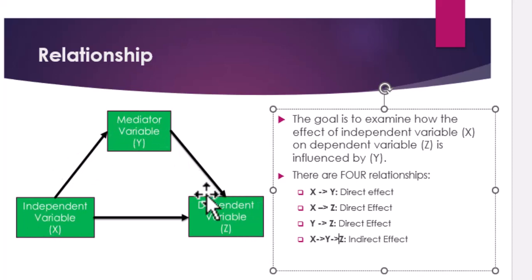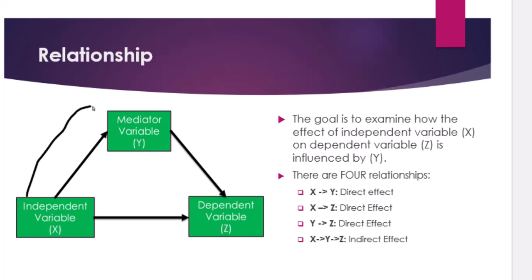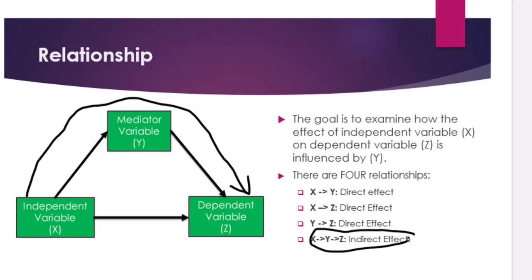So we can draw it like this. You see this path of moving like that. That path is what we are calling the indirect effect. So we have the three direct effects: from x to z, from x to y, and from y to z. Then we have an indirect effect from x through y to z.